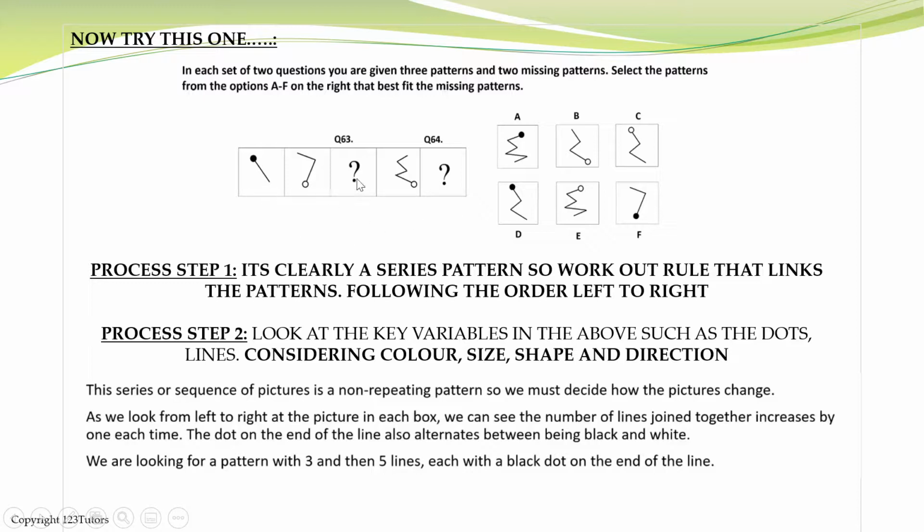Black dot, white dot, black dot, white dot, black dot. So just one pattern at a time. So if this is 3 lines, is it B, C or D? Well, obviously it's going to be D because that's got the black dot. And then this last line here can really only be A, which is 5 lines and a black dot.